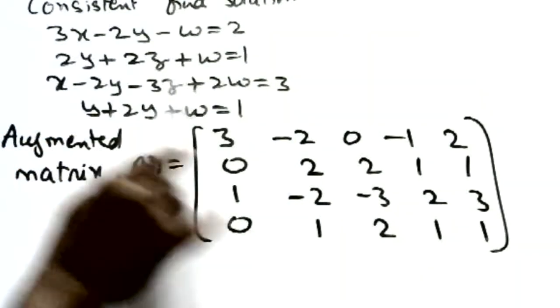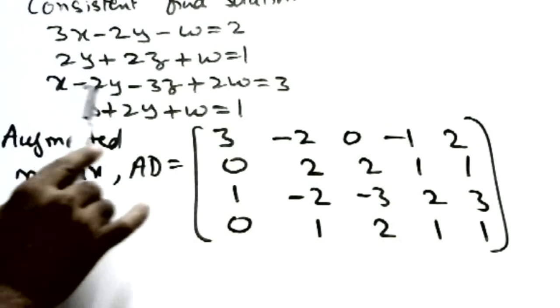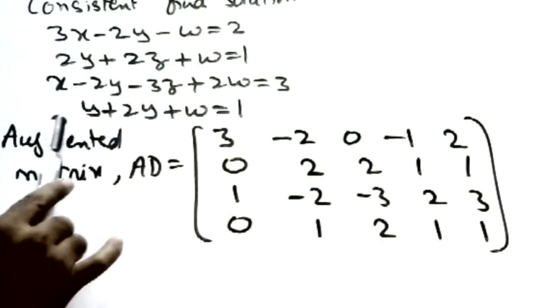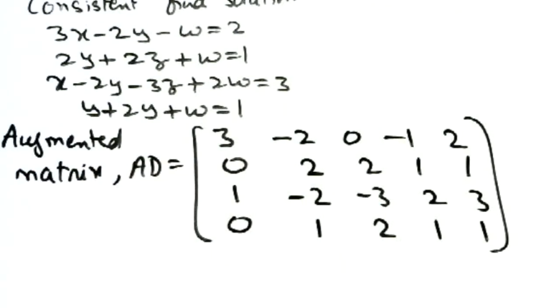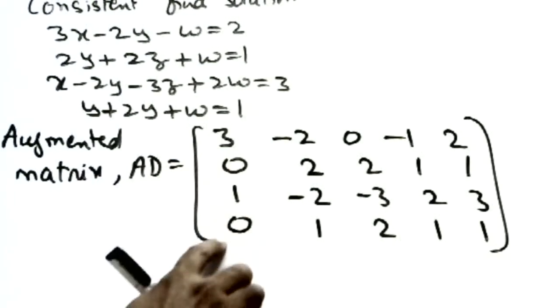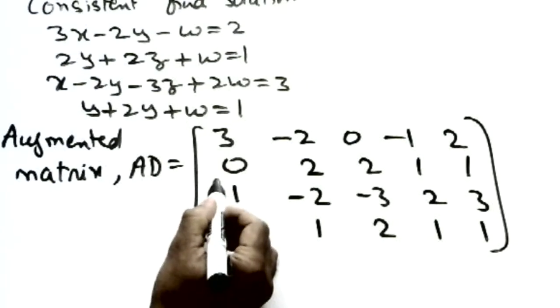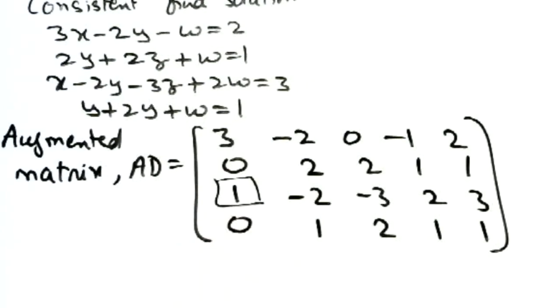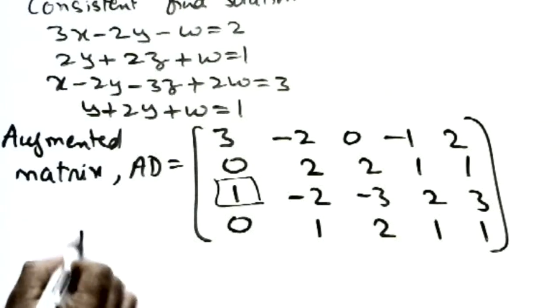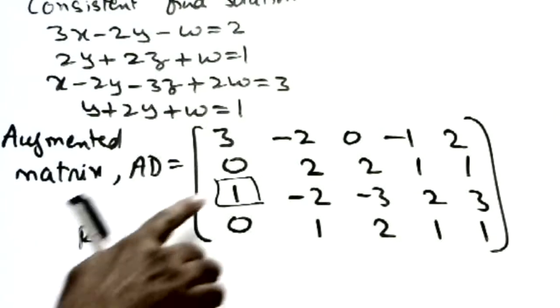Here we don't have x, so write 0. y 2, 2, 1, 1. Then 1, minus 2, minus 3, 2, 3. Here also we don't have x, so write 0. So let me start now. In the first step we have to make these 3 zeros. Okay, we already have 2 zeros. Let me make this one 0. So I'm just changing this one.